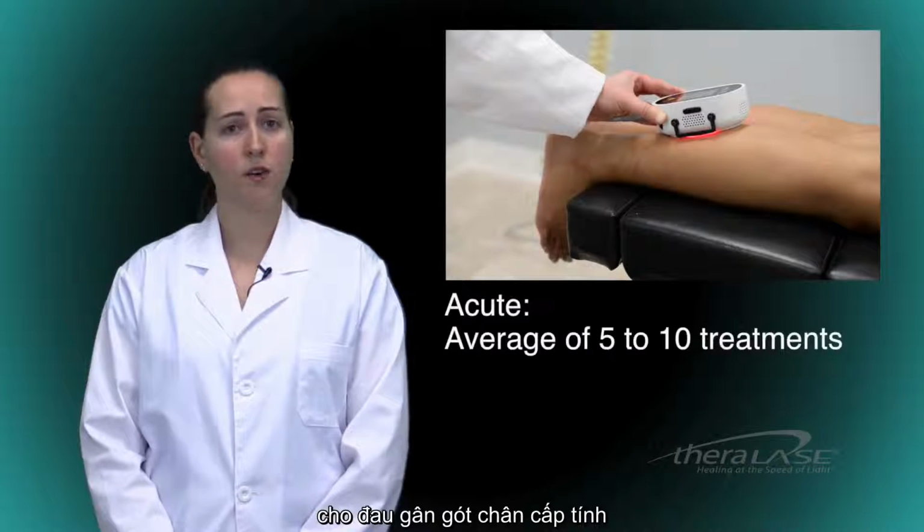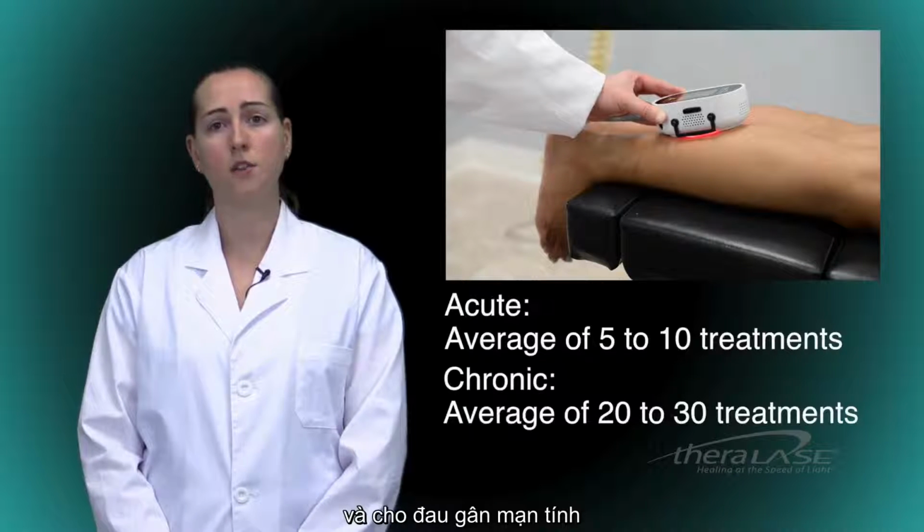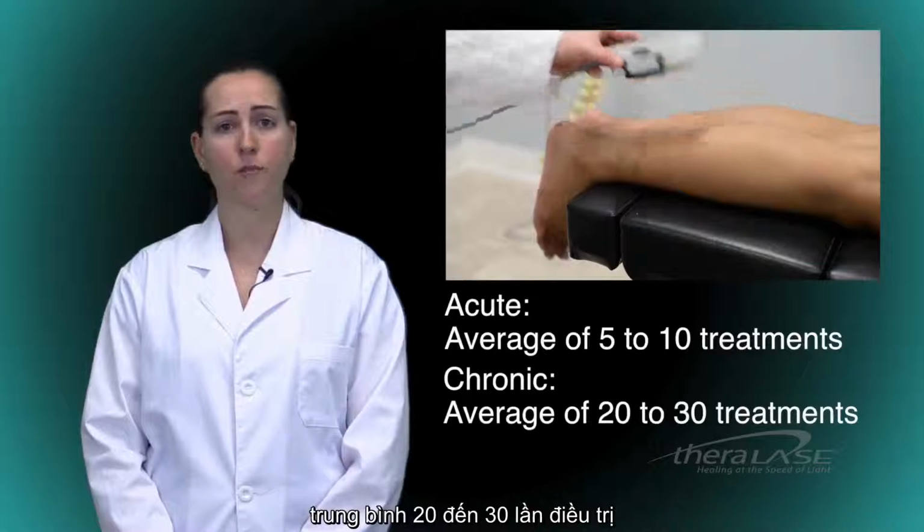For acute Achilles tendinopathy, an average of 5 to 10 treatments is recommended, and for chronic Achilles tendinopathy, an average of 20 to 30 treatments is recommended.